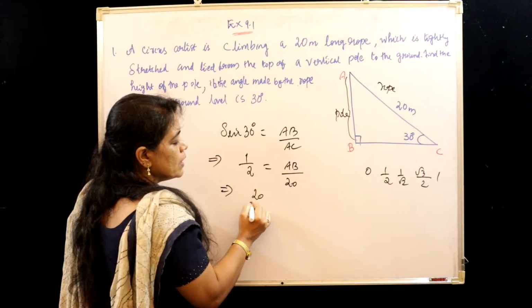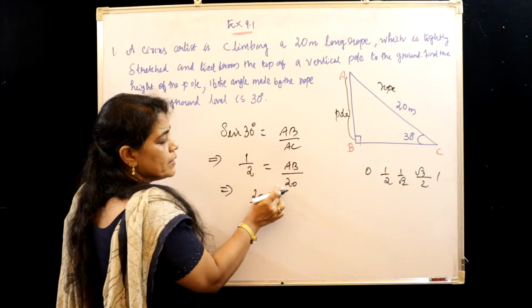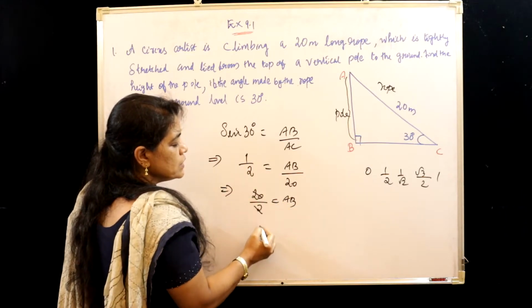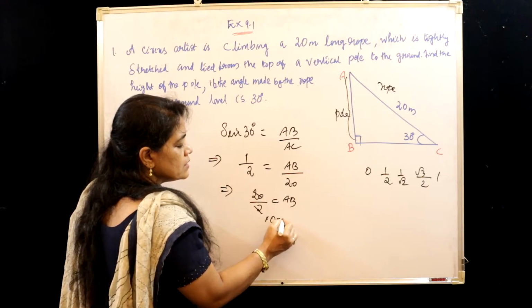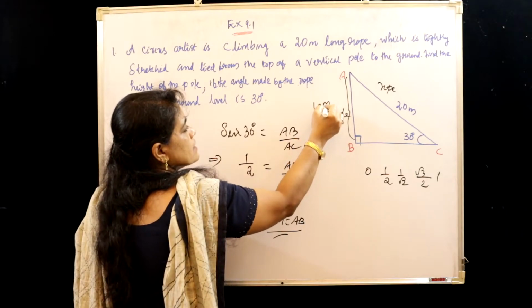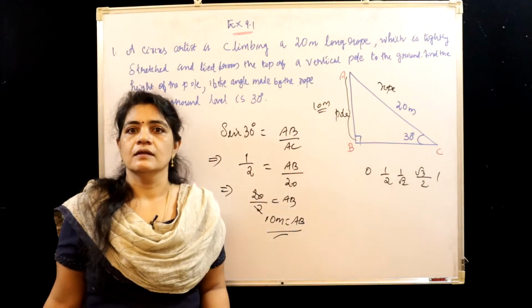So 20 by 2, this 2 by cross multiplication. Okay, and this is equal to AB, and 2 into 20, that is 10 meter. That is the length of the pole. AB is 10 meter. Very simple.